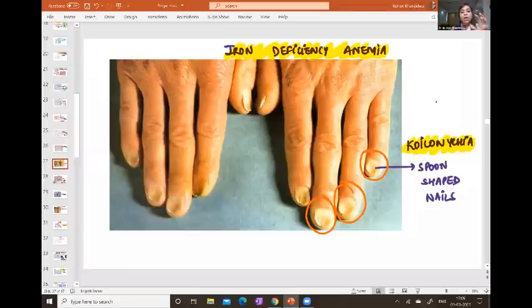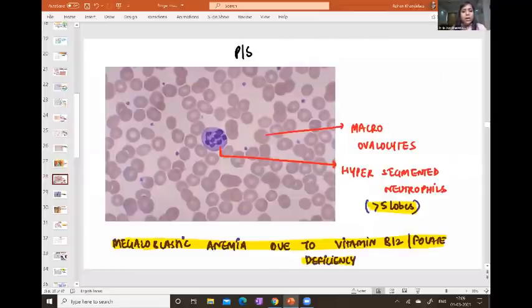Next. Okay, in contrast, in this image, can you appreciate these cells? Now, these cells look bigger as compared to our RBCs. I told you how a normal RBC looks. Don't you think these cells look bigger? Yes, they look bigger.